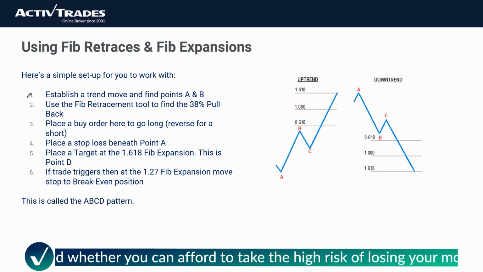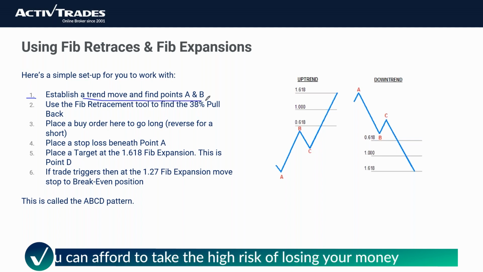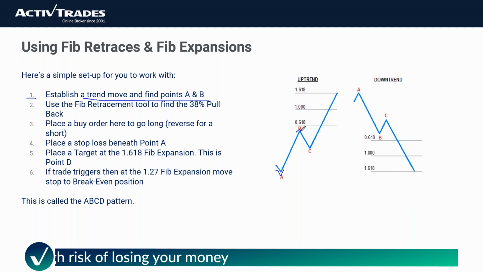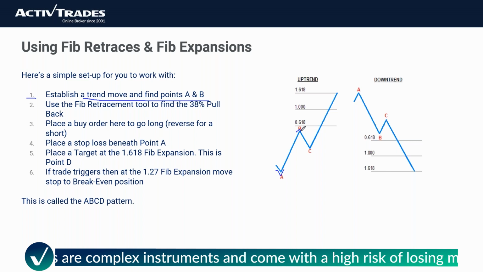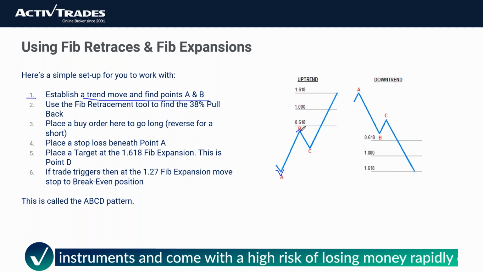So, first point: establish a trend and find points A and B. Now, sometimes traders struggle with trying to identify which is point A and which is point B. How can they do that? It should be a swing point. If you're struggling to find a swing point, then this is where sometimes the fractal indicator can help you, and I will show you that on the charts in a few moments' time.